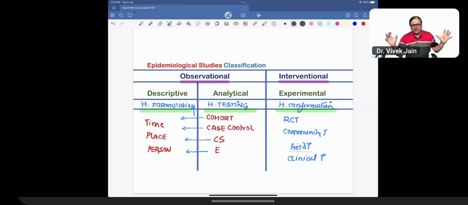Now, again, we are trying to combine both NEET PG and INICET together. If I am a NEET PG aspirant, I will focus on these 6. If I am an INICET aspirant, besides these 6, they will ask you mixed study designs. They will ask you meta-analysis. They will ask you evidence-based medicine. So we'll come to that gradually.